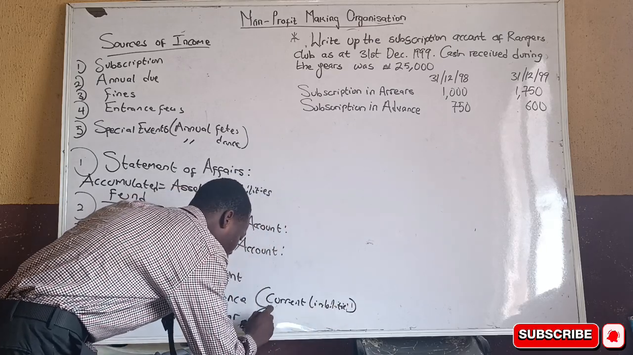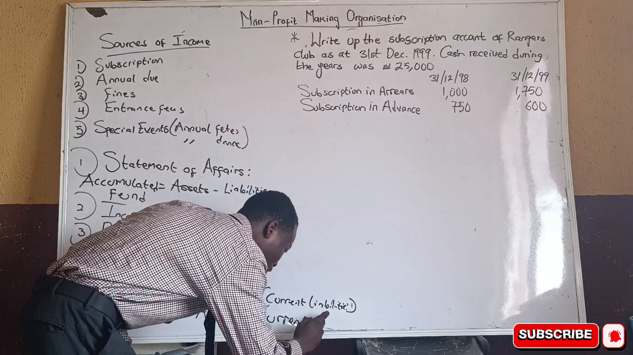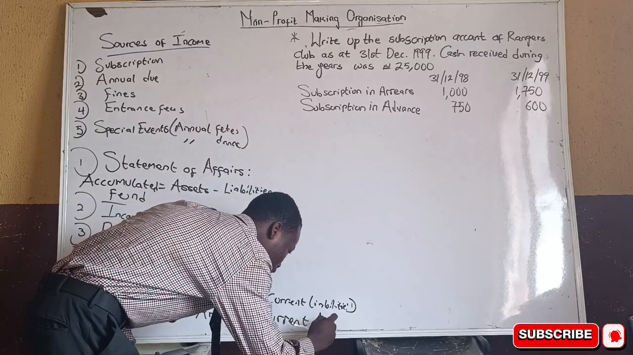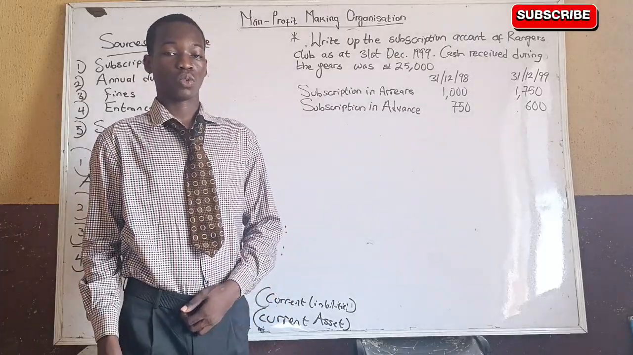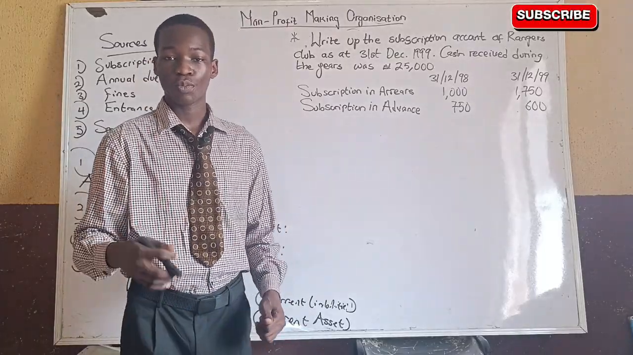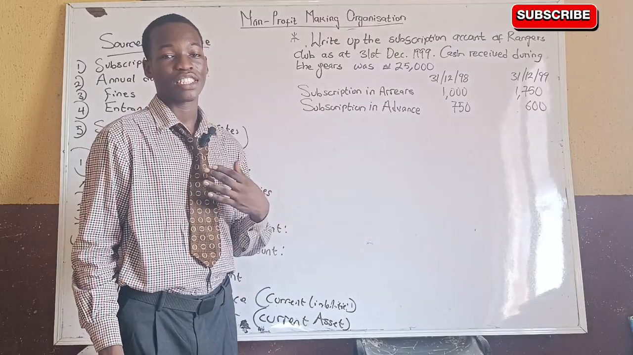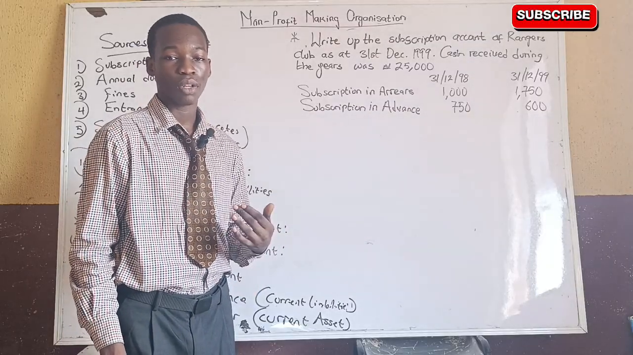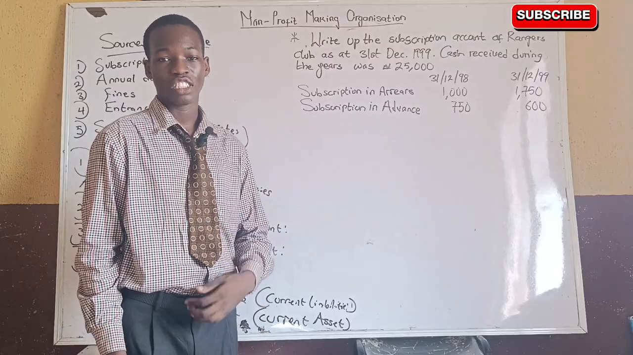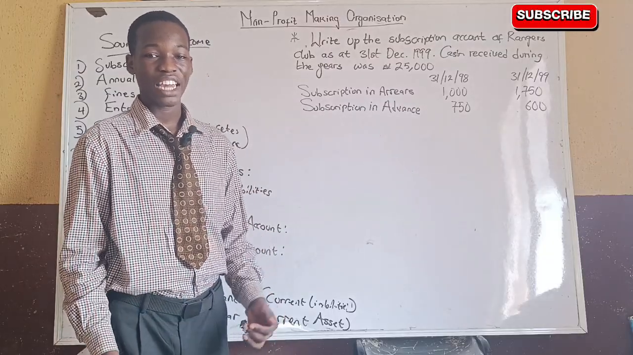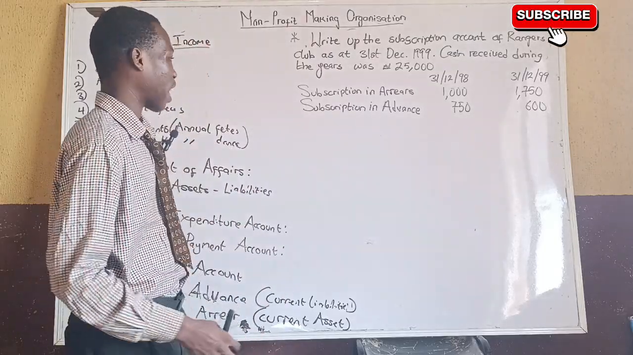But when we look at the other one, which is subscription in arrears, that is owing, it is a current asset. This simply means that the subscription has been due, but the member is yet to pay. When the member is yet to pay, the member has an obligation to pay, right? I can still demand the cash from the person, which simply means it is an asset to the organization. So subscription owing, arrears, anyhow you want to call it, is a current asset.